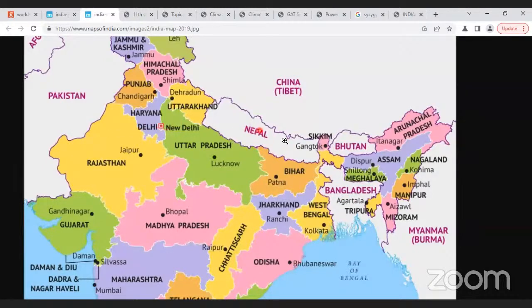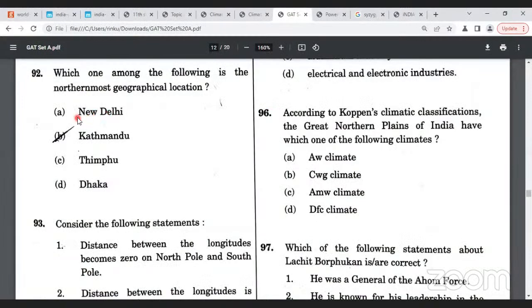So Dhaka is completely out of competition when you consider the northernmost location of all these capitals. Among Delhi, Kathmandu, and Thimphu, Delhi tends to win this battle. It's not way higher, but it's a little higher than both Kathmandu and Thimphu, at least by 1 degree latitude. So the answer to that question is New Delhi, option A.